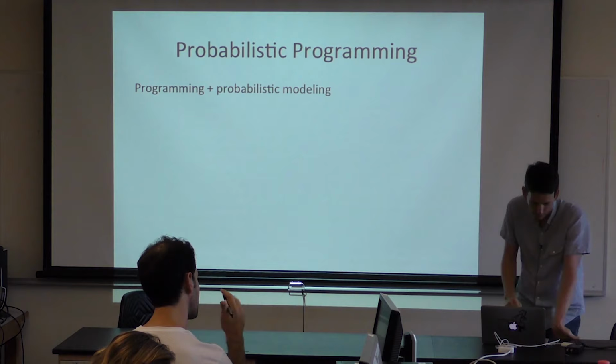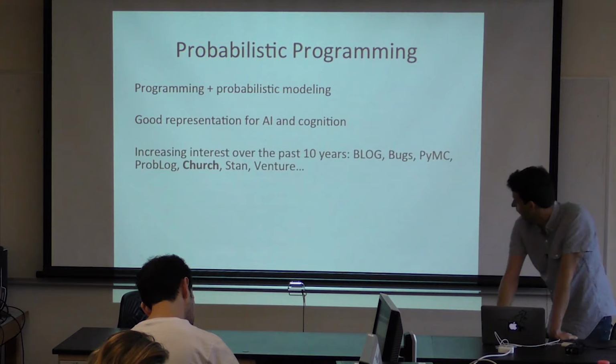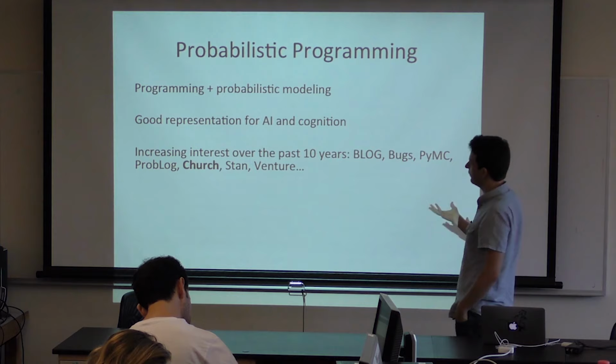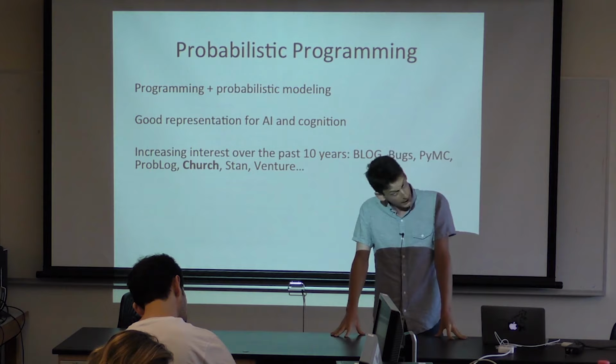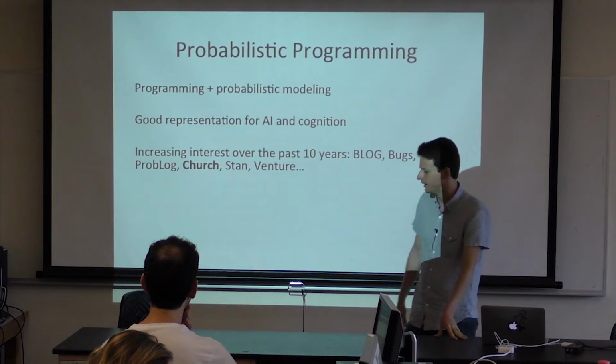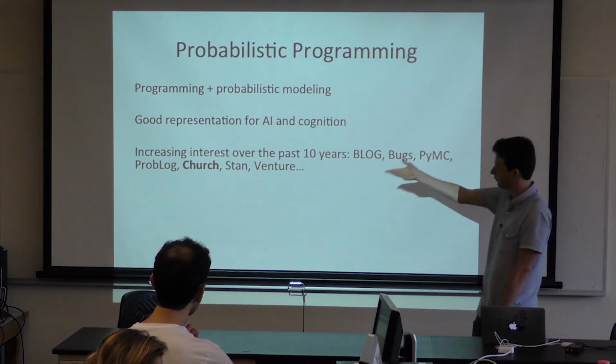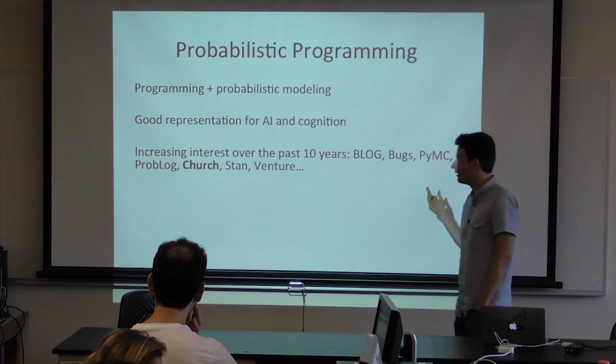Okay, let's see. So we think it's a good representation for AI and cognition for all the reasons that Josh just talked about. And there's been a growing interest in these things for the past 10 years. They're witnessed by the proliferation of many different types of probabilistic programming languages. There's been PyMC based on Python, there's Church, which you're going to play with right now, but also Blog, WinBUGS, ProbLog, Venture, and many others that I haven't mentioned here.